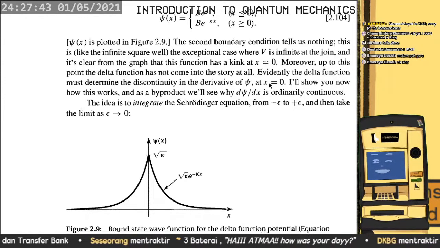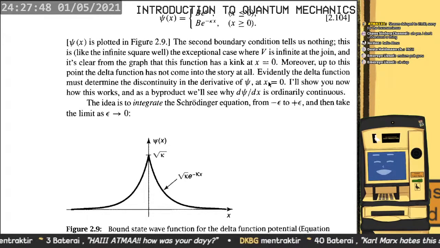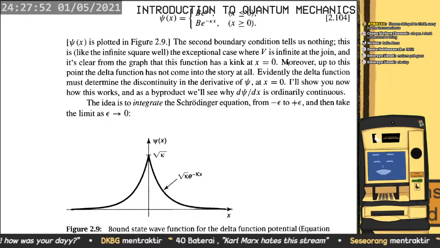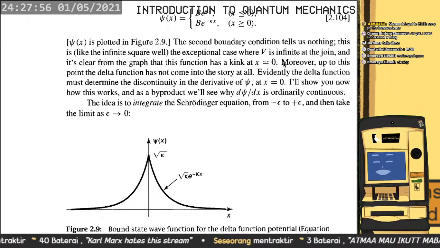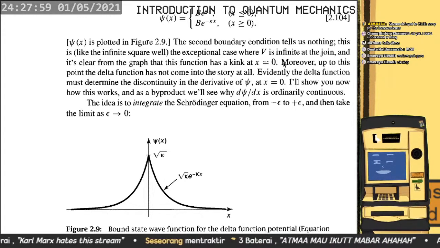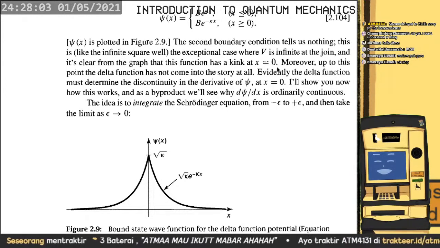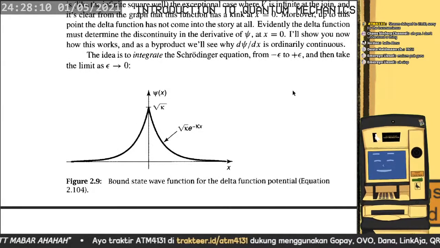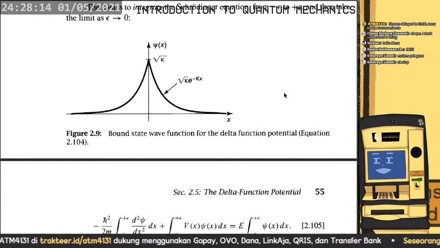Moreover, up to this point, the delta function has not come into the story at all. Evidently, the delta function must determine the discontinuity in the derivative of ψ at x equals 0. I will show you now how this works, and as a byproduct, we will see why dψ/dx is ordinarily continuous. The idea is to integrate the Schrödinger equation from minus epsilon to plus epsilon, and then take the limit as epsilon approaches 0.